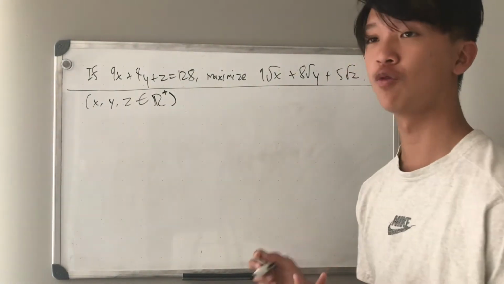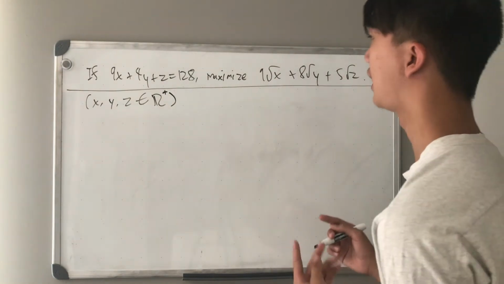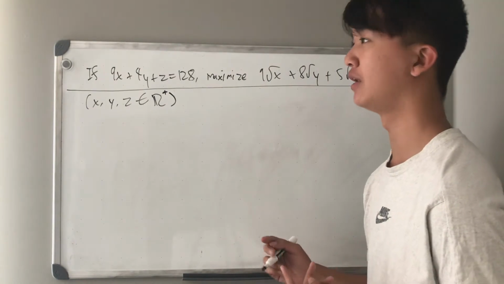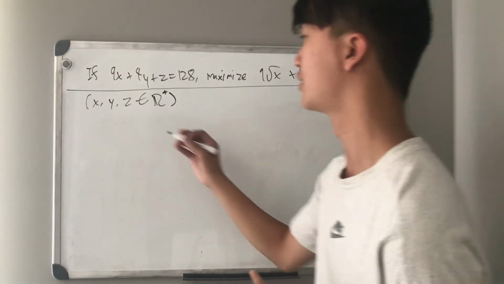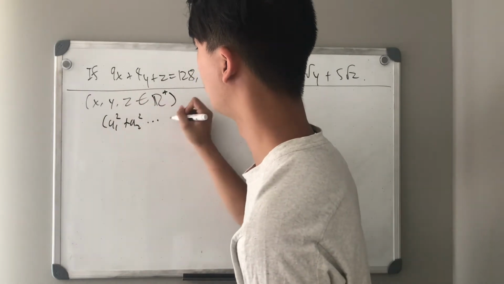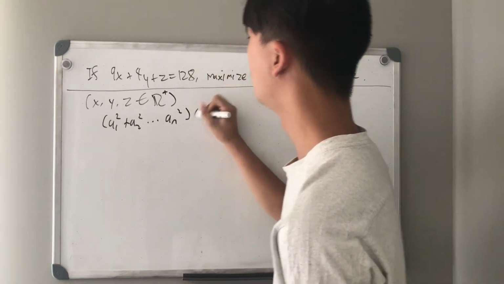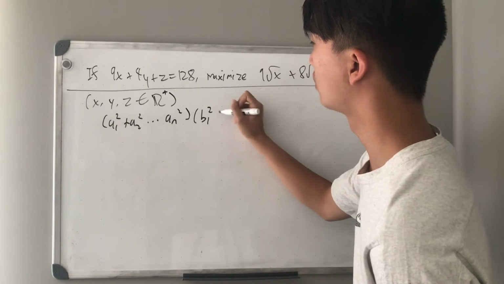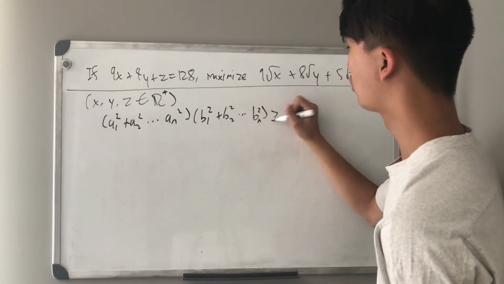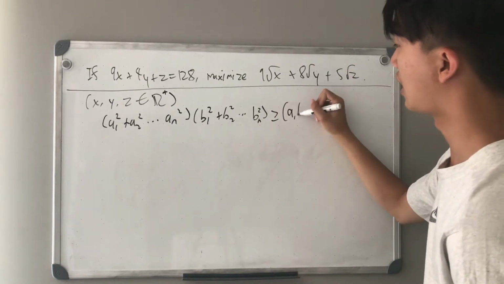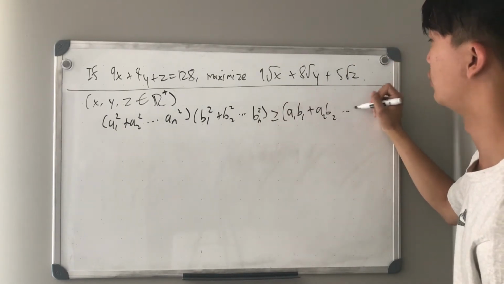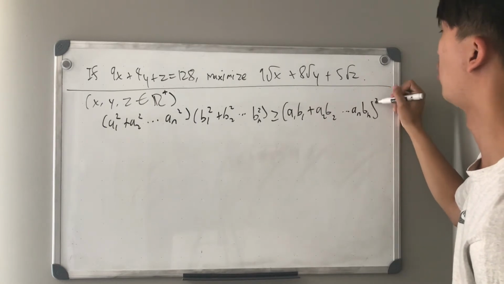The Cauchy-Schwarz inequality states that for any two sets of real numbers, a1, a2 all the way to an, and b1, b2 all the way to bn, the following inequality is true. So a1 squared plus a2 squared all the way to an squared multiplied by b1 squared plus b2 squared all the way to bn squared is greater than or equal to a1 times b1 plus a2 times b2 all the way to an times bn, all of it squared.